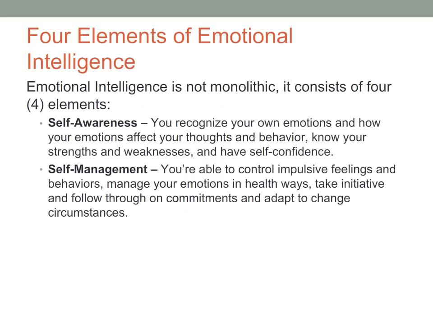Emotional intelligence is not monolithic. It consists of four elements. Self-awareness: you recognize your own emotions and how your emotions affect your thoughts and behavior, know your strengths and weaknesses, and have self-confidence. Self-management: you're able to control impulsive feelings and behaviors, manage your emotions in healthy ways, take initiative and follow through on commitments, and adapt to changed circumstances.